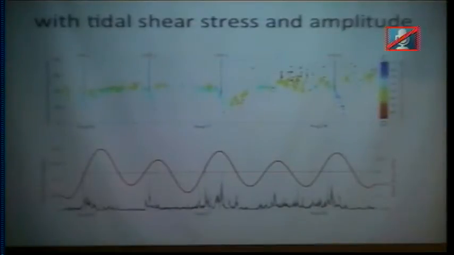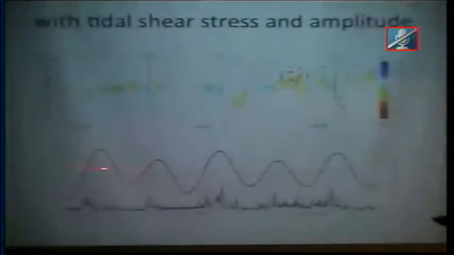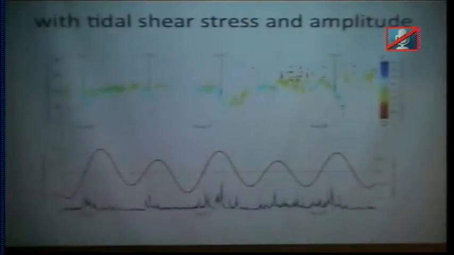How did you compute that stress evolution associated with tides? These tides. I will come to that, actually.